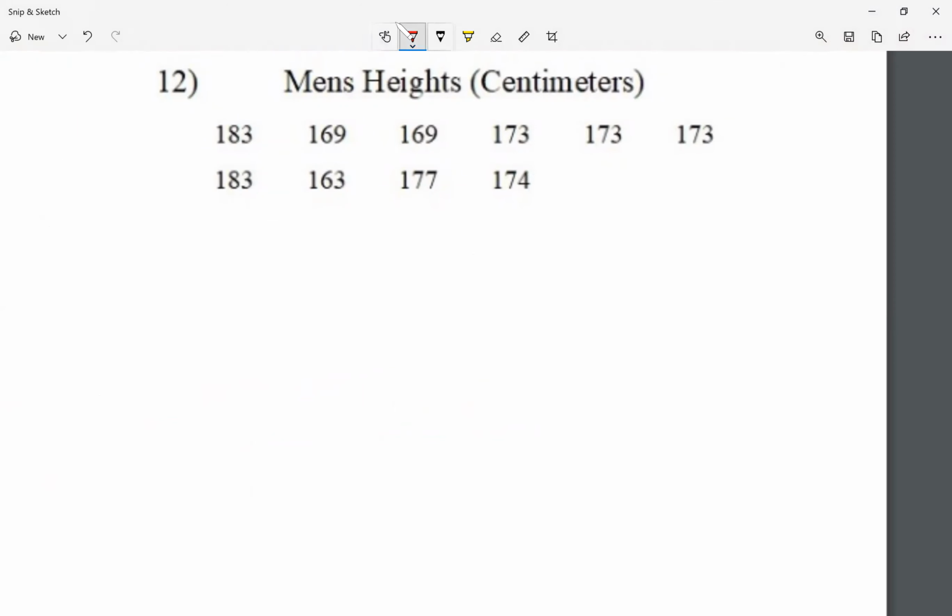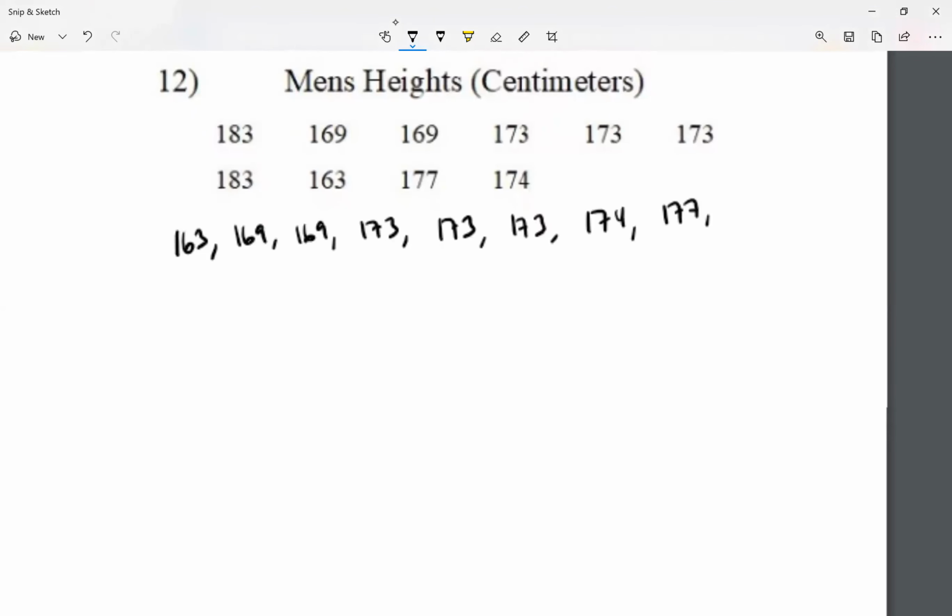I can give you a list and I'm gonna ask you list them all from small to large. So 163, 169, 169, 173, 173, 173, 174, 177, 183, and 183. There's 10 numbers on my list.